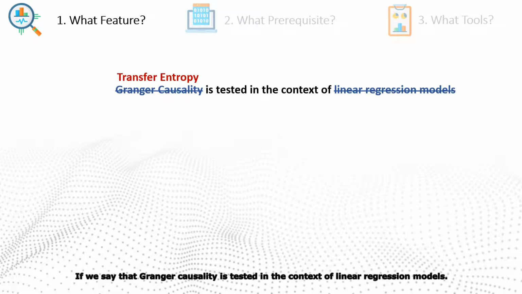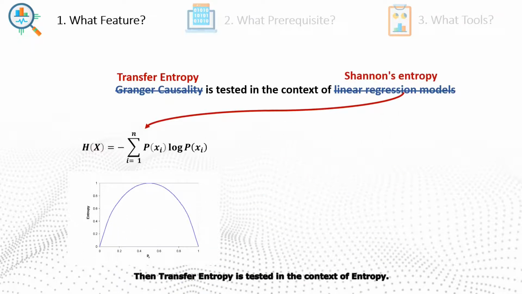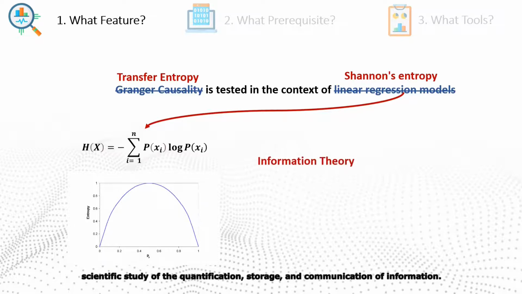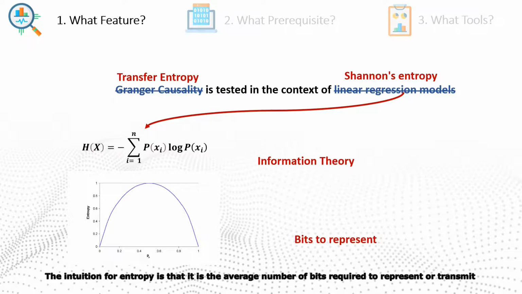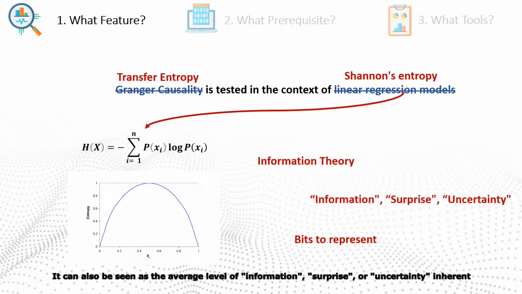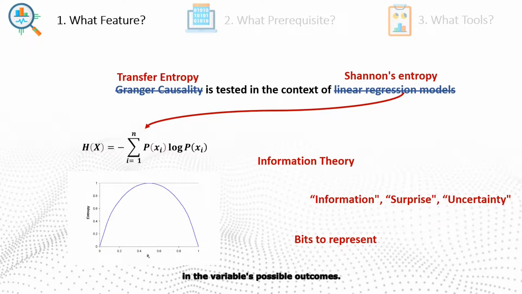This next section is on transfer entropy. If we say that Granger causality is tested in the context of a linear regression model, then transfer entropy is tested in the context of entropy. Entropy is under a branch of information theory, which is the scientific study of quantification, storage, and communication of information. The intuition for entropy is that it is the average number of bits required to represent or transmit an event drawn from the probability distribution for the random variable. It can also be seen as the average level of information, surprise, or uncertainty inherent in the variable's possible outcomes.